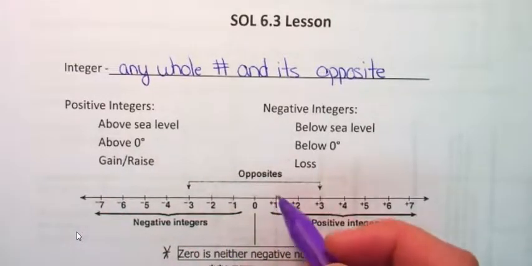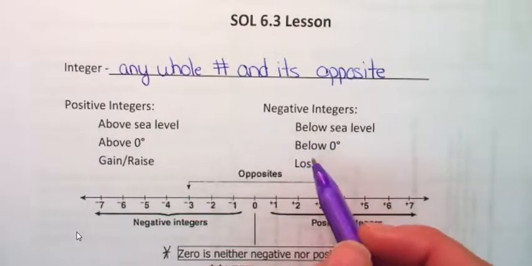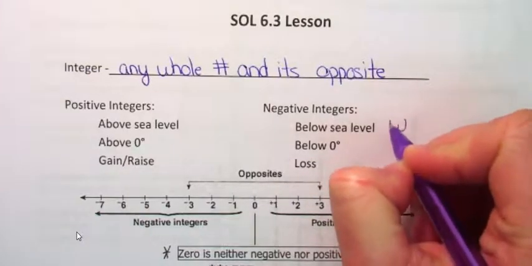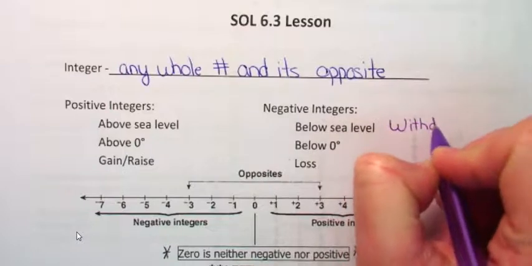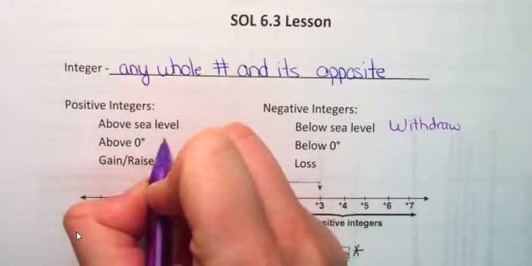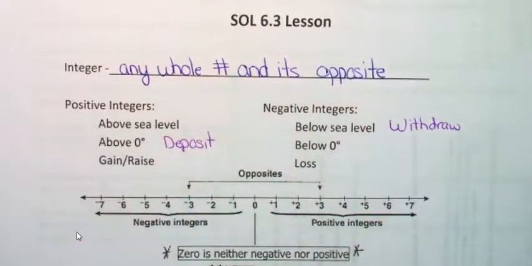And then we talked about negative integers. Negative integers are below sea level, below 0 degrees, a loss. Maybe if you're talking about money, we'll put a withdrawal. Oh, I forgot. The opposite of withdrawal over here under the positive would be deposit. We're talking about money, so withdrawal and deposit, maybe you want to add those to the list. So we have positives and negatives. They can be opposite numbers.